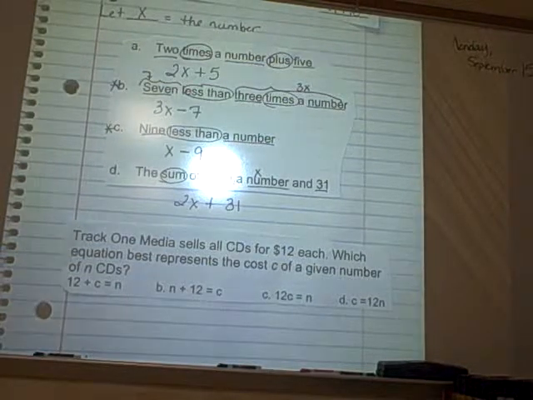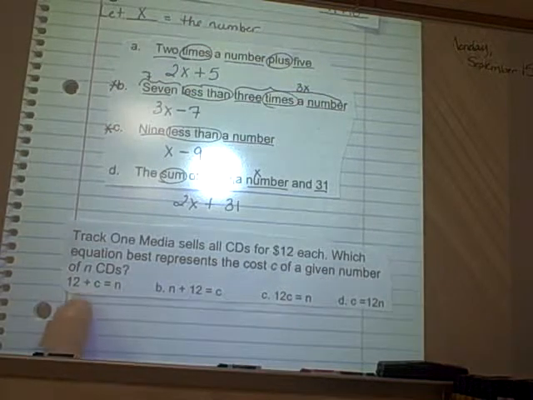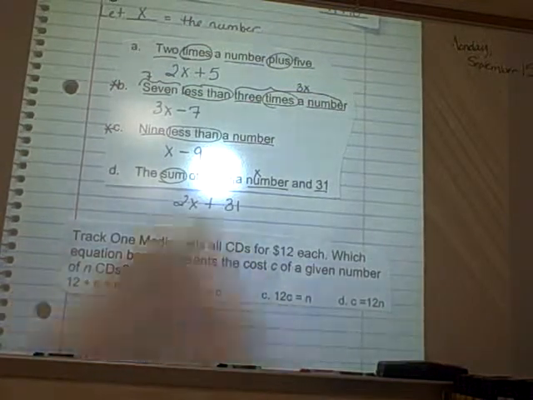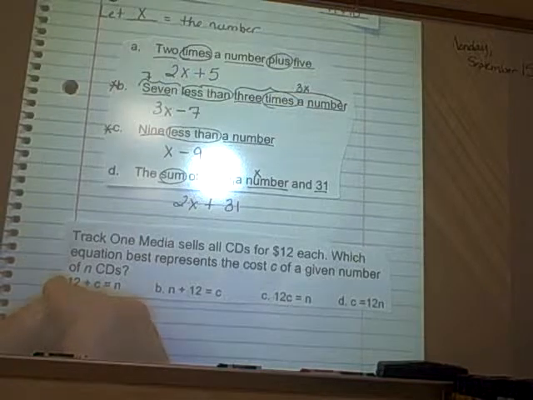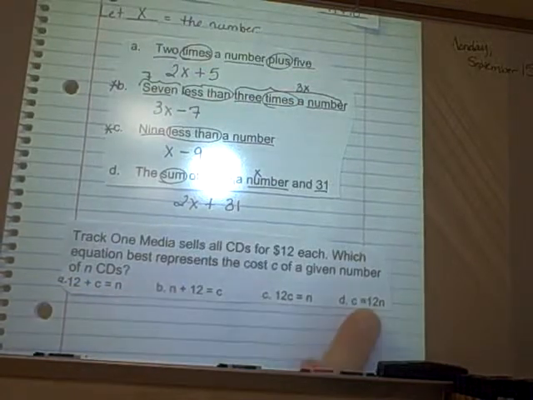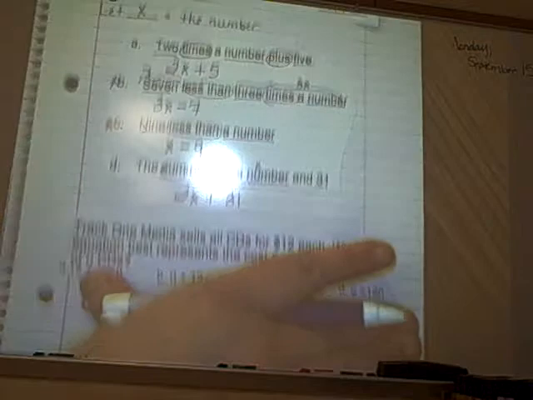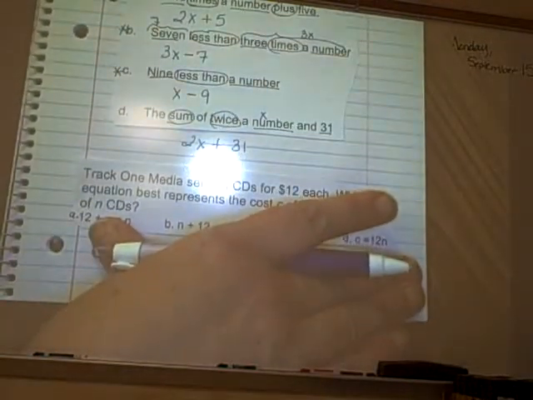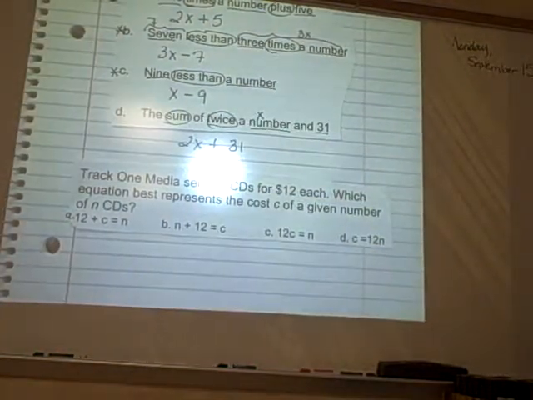Okay, I want you guys to read the word problem and look at your choices down here. This was supposed to be choice A, but I don't know what happened to A. So A, B, C, or D. I want you to look at your choices and see which one you think it is before I go over it. Y'all try to pick the one you think it is.